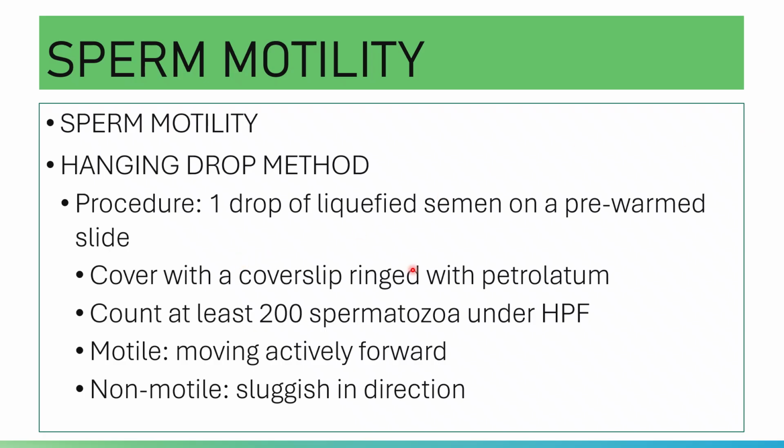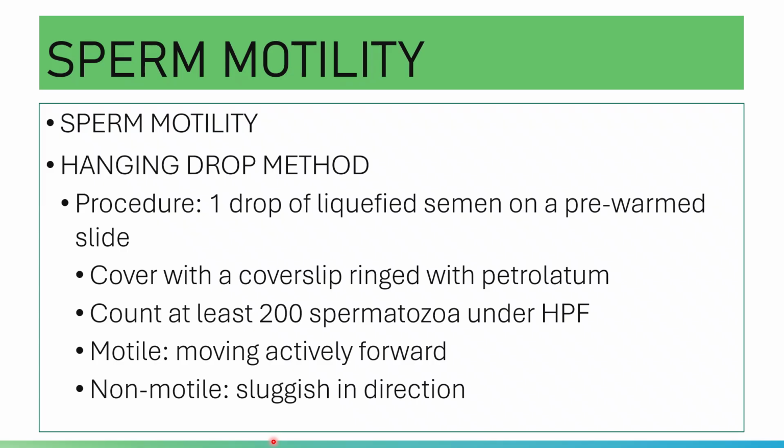By the way, before I forget, there should be a depth of 20 millimeters between the cover slip and the glass slide to allow free motility of your sperm. For motile samples, they should be moving actively forward, and non-motile ones are sluggish in direction.